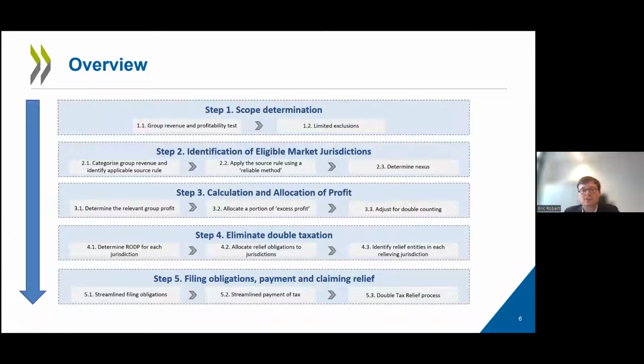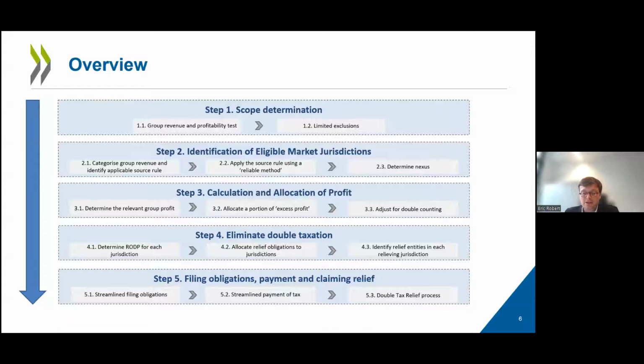And to do that allocation, you basically use formulas and quantitative metrics that we will explain during the session, including for the last sub-steps here that you can see on the screen, 3.3, which is about adjustments for double counting, which is the marketing and the distribution safe harbor. Now, when you've completed this step 3, you know where your amount A profit for the group is going, where it is allocated for each jurisdiction.